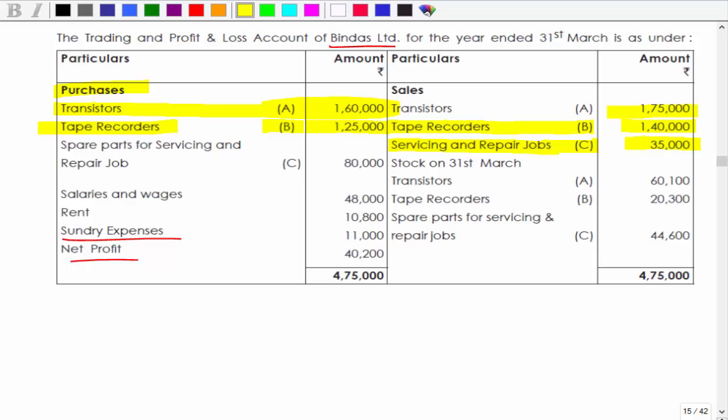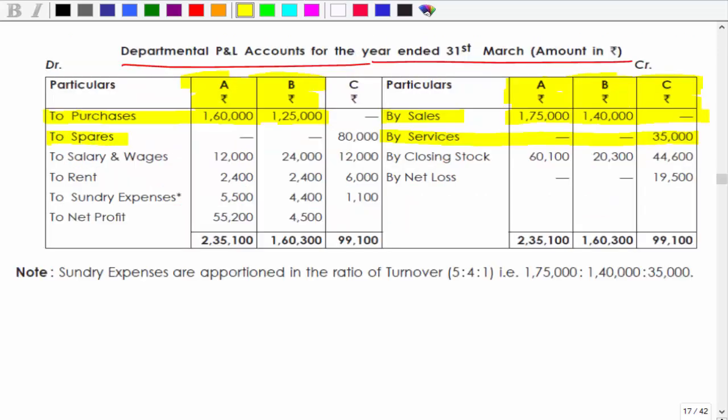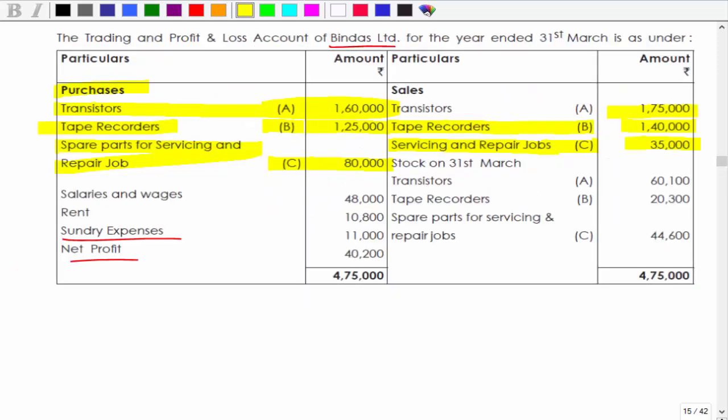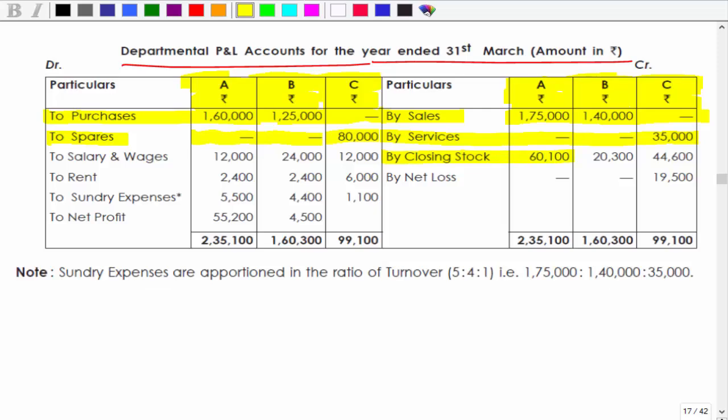What about Department C? Is there any purchases? No. I mean, there is no purchases meant for sale, but they have spare parts for servicing and repair job purchased in Department C. Okay, let's distinguish that from purchases for sales. So we'll show it separately. Two spares, okay, two spares applicable only for Department C, 80,000. Okay, it means spares are not applicable for A and B, and similarly the purchase is not applicable for Department C. Then any other items which already available in a distributed form? Yes, we have closing stock on 31st March. Department A 60,100, so we'll take it to credit by closing stock 60,100.